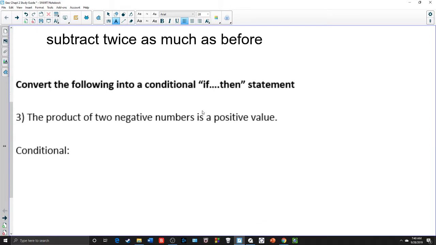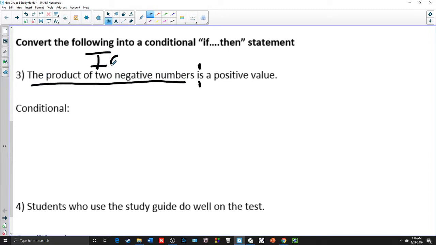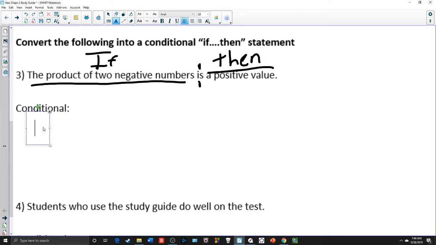So this is converting stuff into if-then. And the best way to try to do these is to look for the is when it's present. So like in this case, we have an is right here, and the is going to kind of separate our if from our then. So kind of think of the is as the midway point. So this right here is probably going to be our if, and this right here is probably going to be our then. So if we were to break this up, it looked like the product of two negative numbers is a positive value.